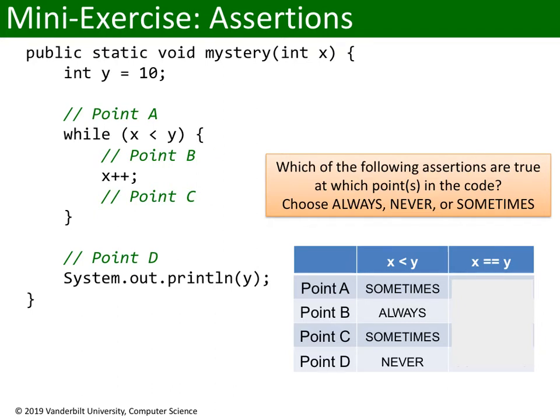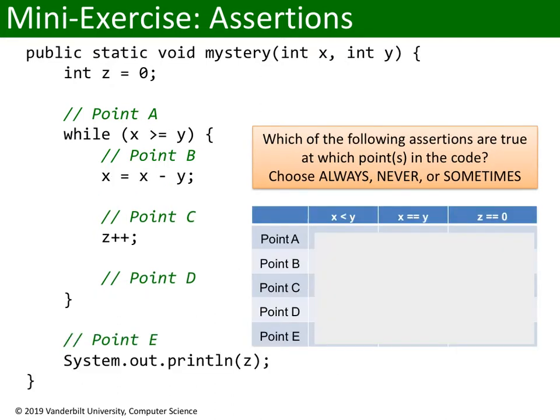And then at point D, again, it may be the case that x is equal to 10. We know that x is equal to or greater than y at point D, but we do not know if it is specifically equal to 10. So it would be, again, sometimes.